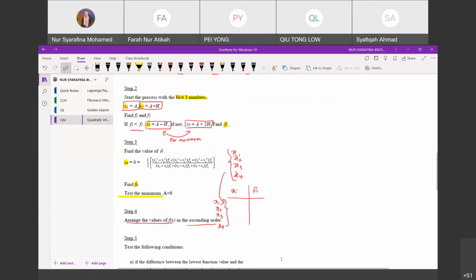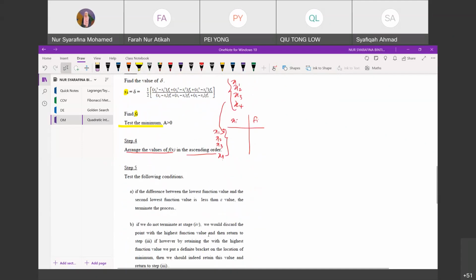Once it is sorted, then you need to test. If the difference between the lowest and the second lowest is less than epsilon, then we terminate the process. So lowest and second lowest means x1 and x2. So if x1 minus x2 is less than epsilon, then we should stop the process.